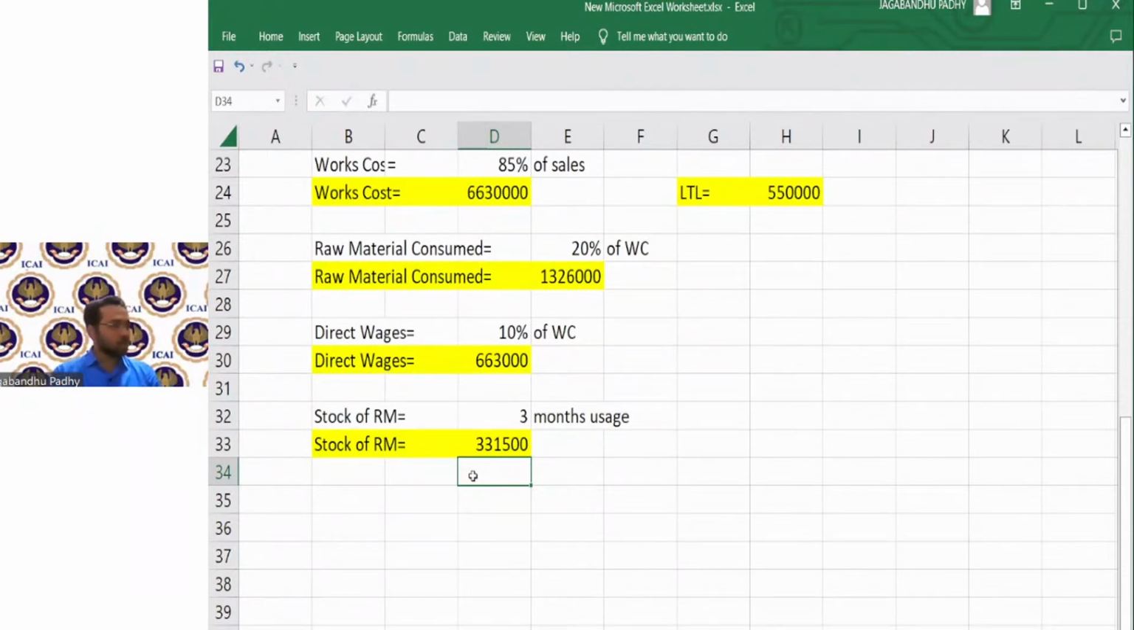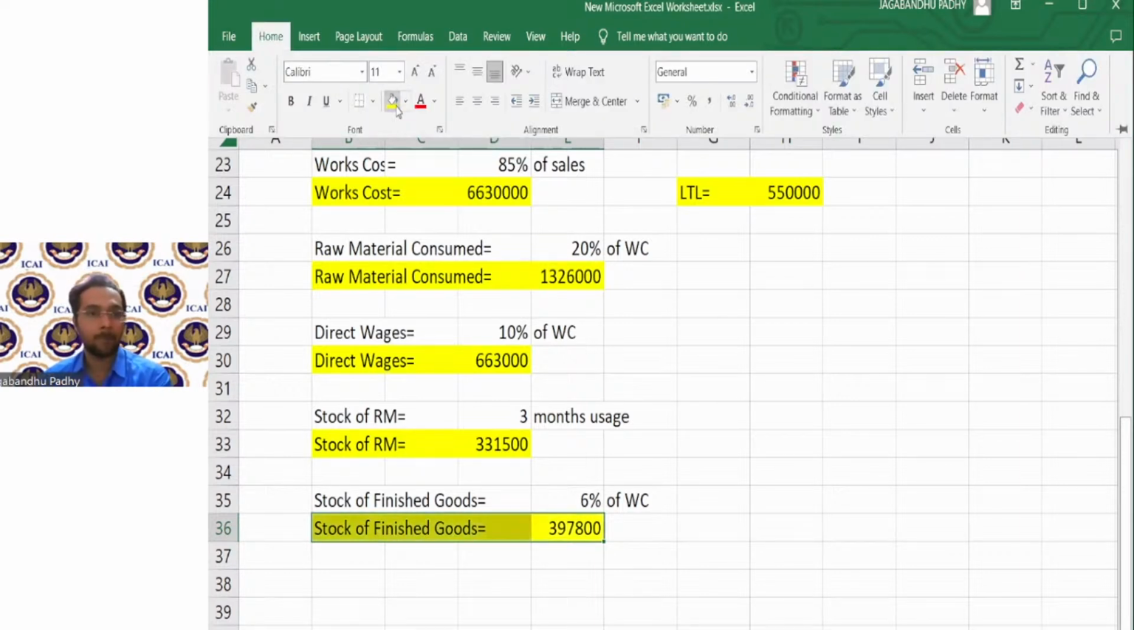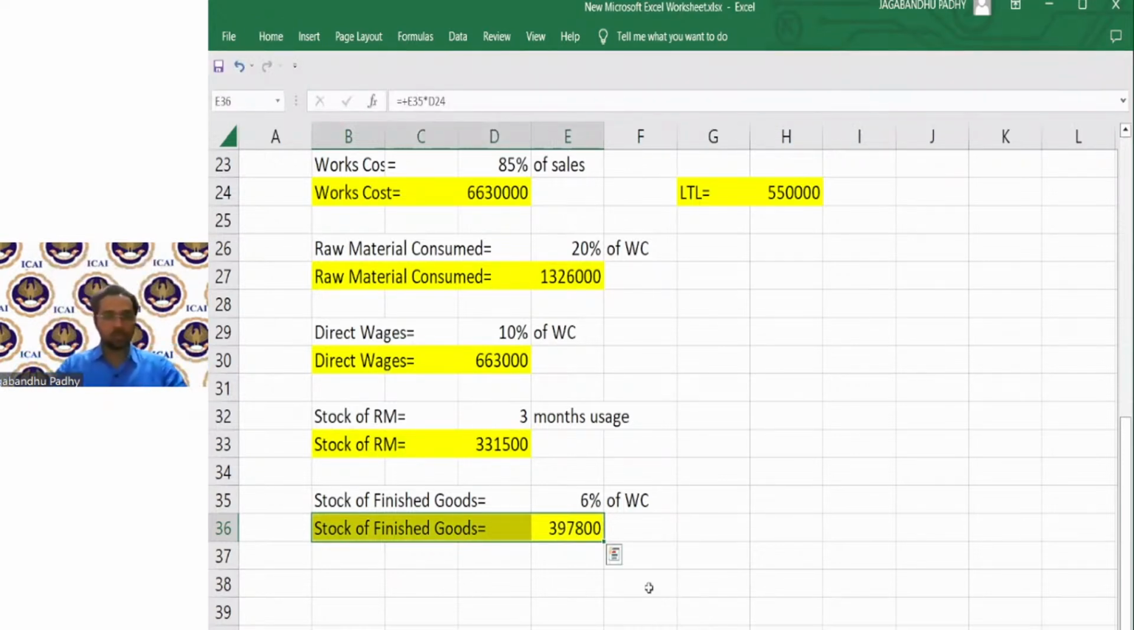Then the next ratio that we have: stock of finished goods is 6% of works cost. Stock of finished goods is 6% of works cost. So that essentially means it is going to be 6% of the works cost, which is this figure, 66 lakh 30,000. So we get the stock of finished goods as 3 lakh 97,800. Okay, 3 lakh 97,800 is the stock of finished goods.